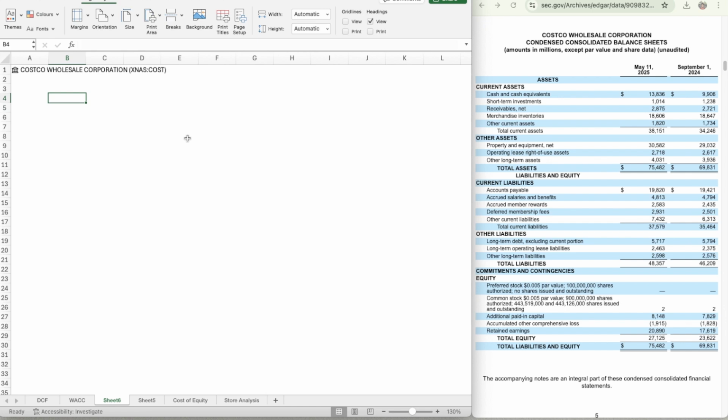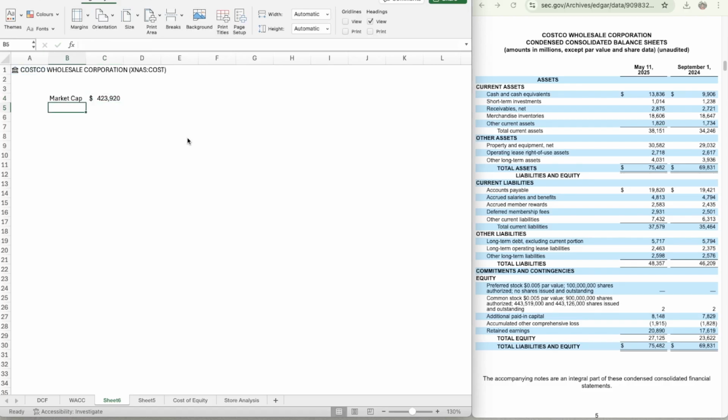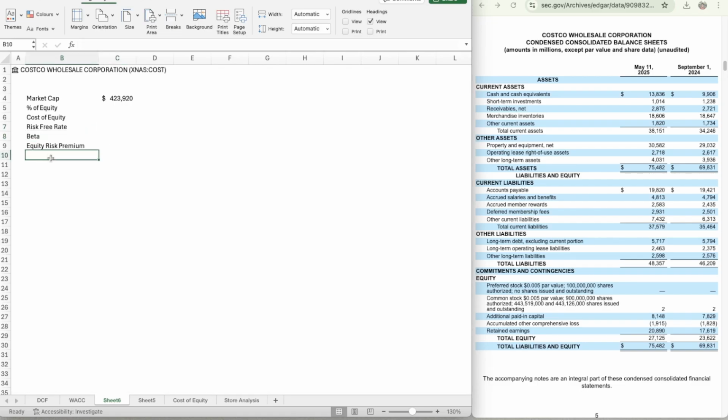So market cap is going to equal A1 market, and always divide by 1 million to give us that percentage of equity. Cost of equity, risk-free rate, beta, equity risk premium. Let's make this one a bit bigger. Do the usual. Equity risk premium.